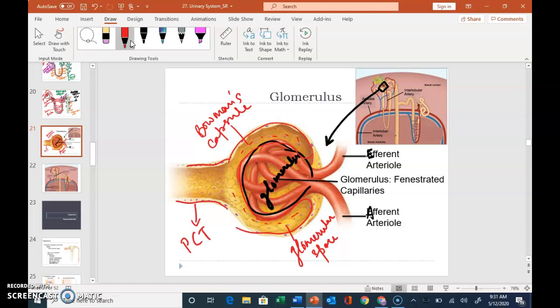We also see the afferent arteriole with a larger diameter, and the efferent arteriole with a smaller diameter. Another thing to remember, and we did talk about this during the blood vessel lecture: the glomerulus has fenestrated capillaries, meaning the capillaries have holes, and these holes help to filter material out of the blood. So the glomerular capillaries are fenestrated. All right.